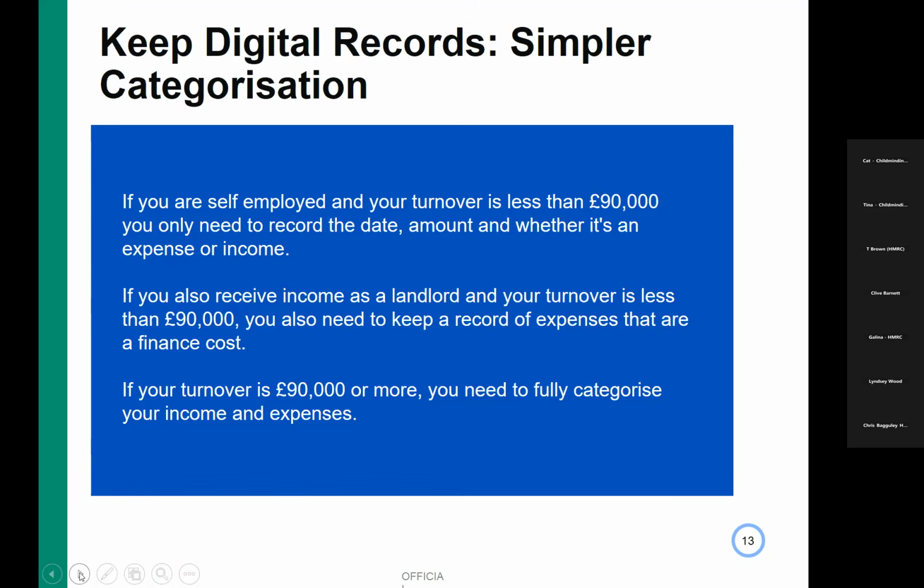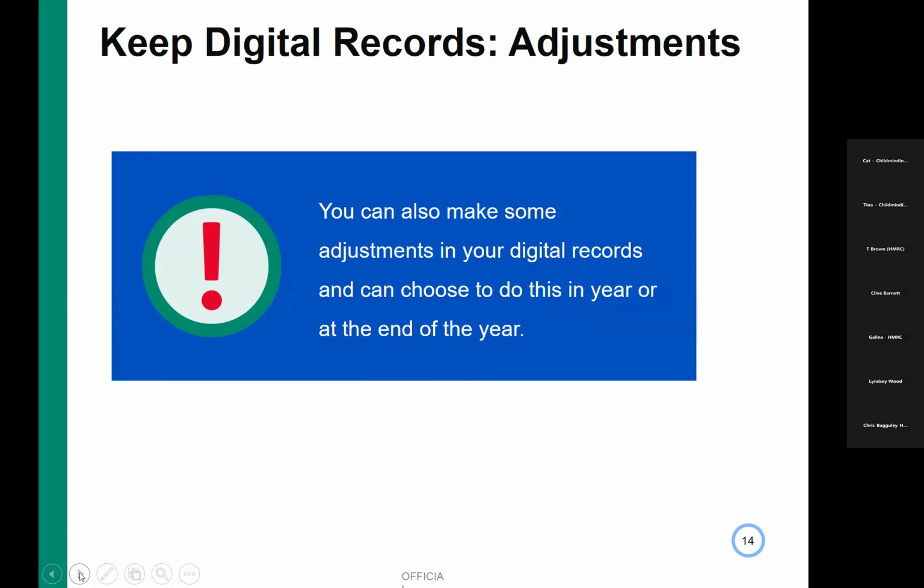Moving on to keeping digital records as well. As we've stressed, digital records. Moving on to adjustments. Having kept digital records, they are summary totals of your income and expenses, but as per your normal arrangements, you will still need to be able to adjust them. You can still adjust them in year, or you can adjust them at the end of year. But the software will have the capability for you to do that if it's approved by HMRC.